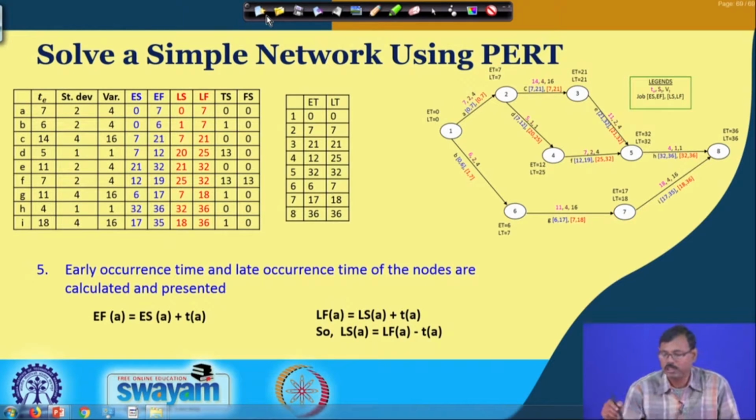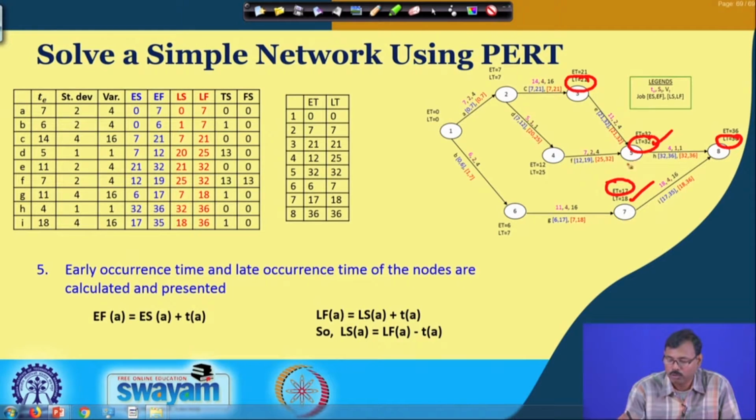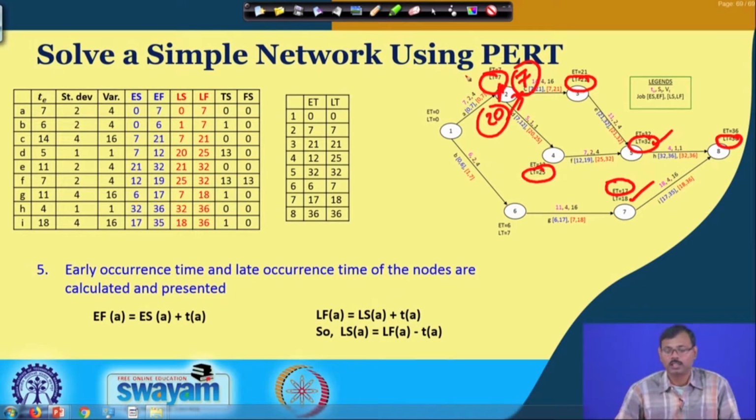Similarly, while considering the late occurrence time, we have taken the final time of 36. So 36 minus 4 is coming 32, and 36 minus 18 is coming 18, whereas the early occurrence time was 17. Considering this is 32, 32 minus 11 gives 21, as this is the only job. But in this case 32 minus 7 gives us 25 as the late occurrence time, and 25 minus 5 gives us the latest occurrence time of 20 here, but 21 minus 14 gives us the latest occurrence time of 7. So the minimum of these two has to be considered here, and that is why the late occurrence time is 7 here.